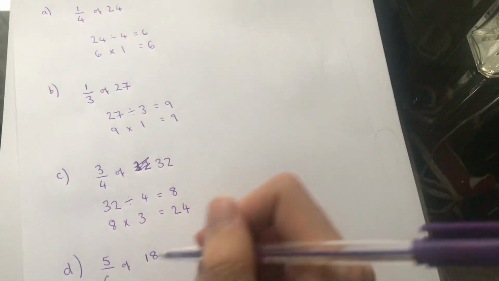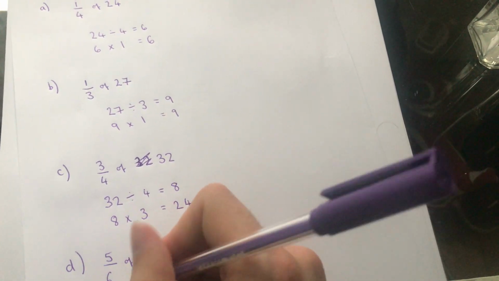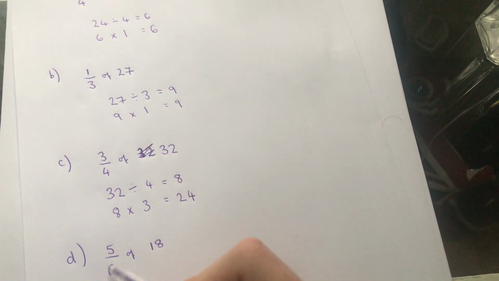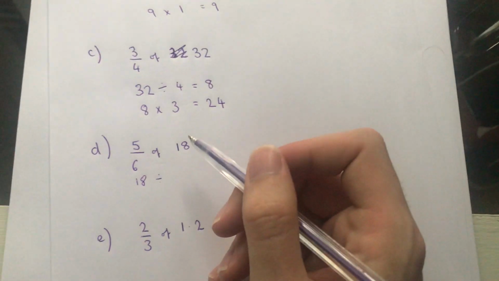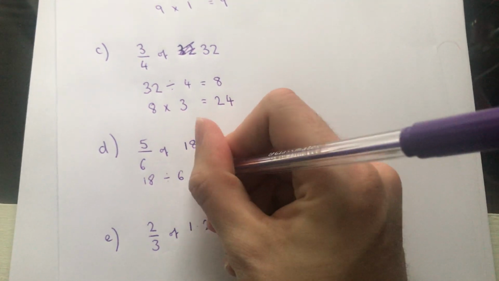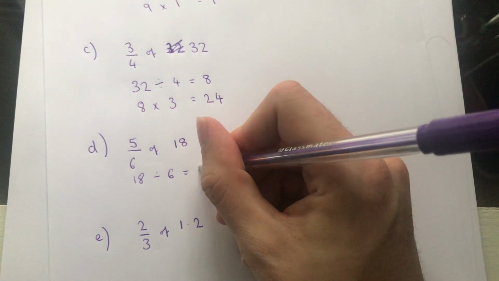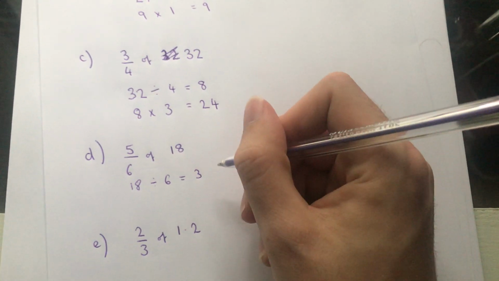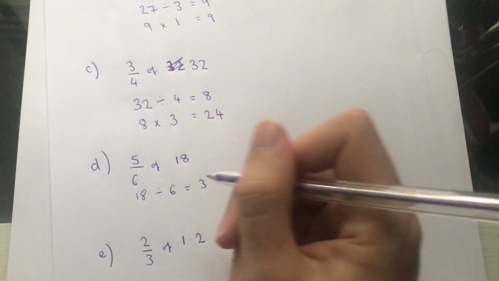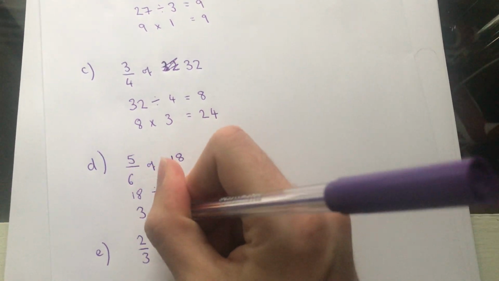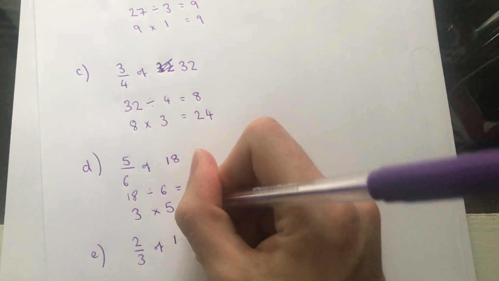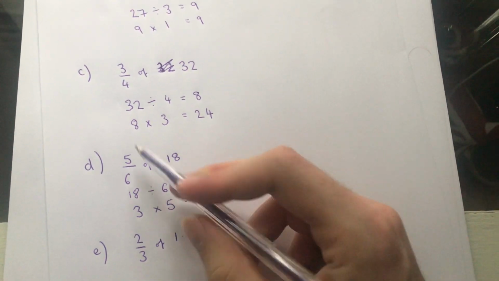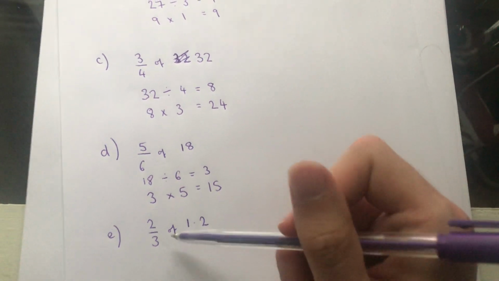Next one, 5/6 of 18. So we divide first by our denominator. So 18 divided by our denominator, 6, equals 3. Now we multiply by our numerator. So 3 multiplied by 5 equals 15. So 15 is 5/6 of 18.